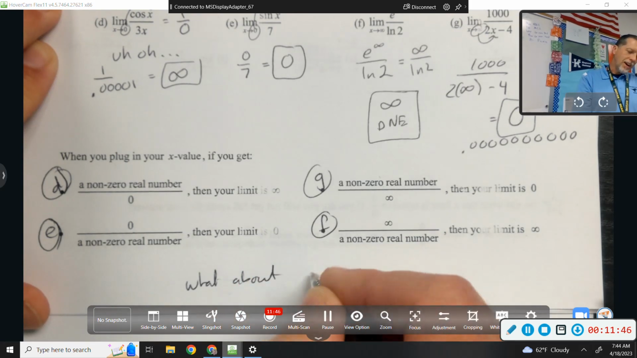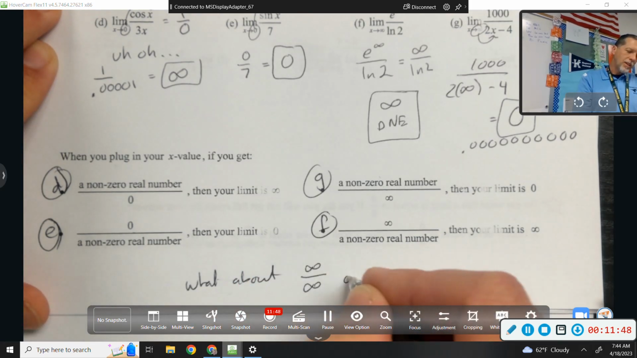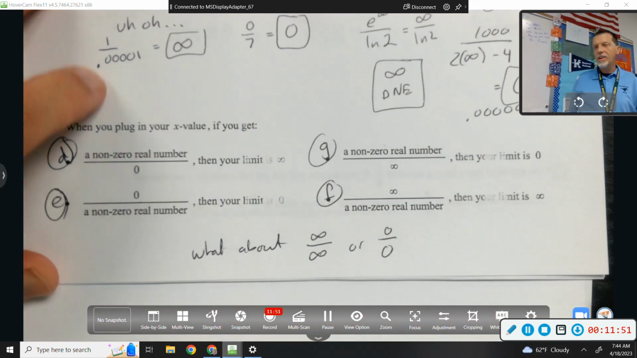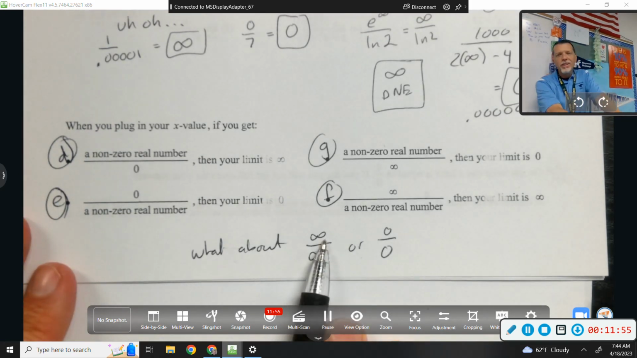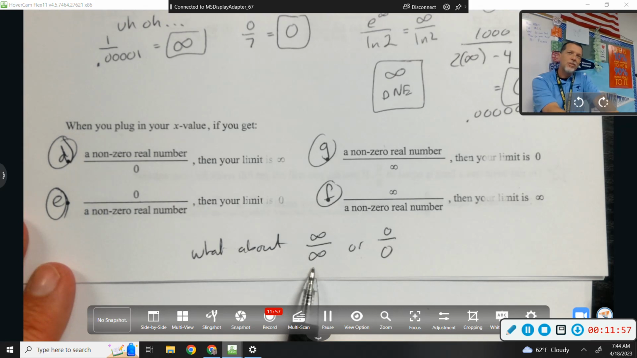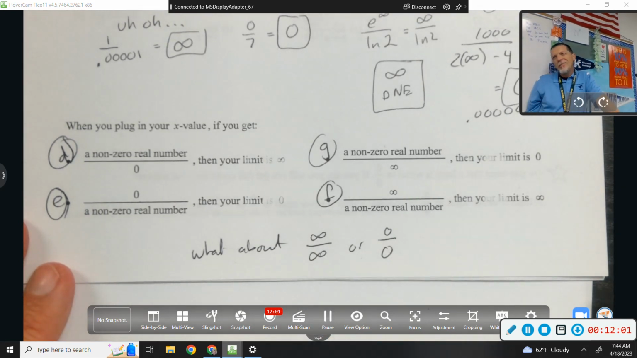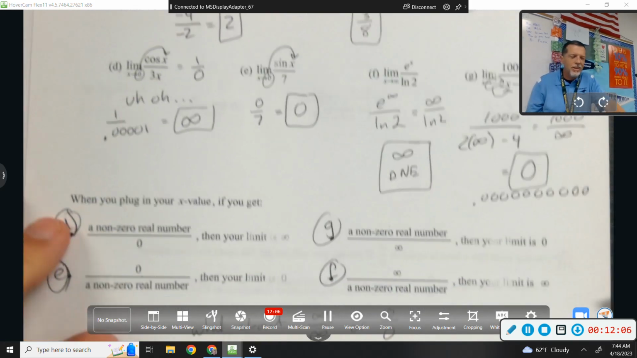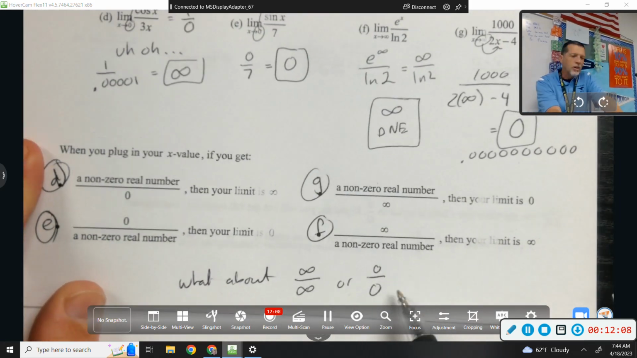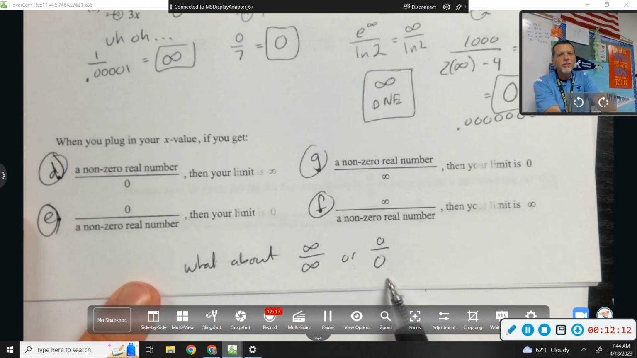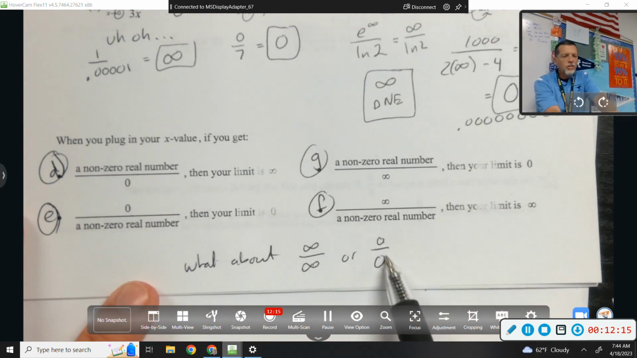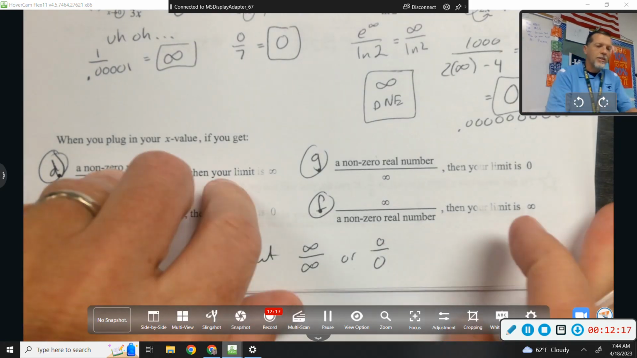That's exactly right. What about infinity over infinity or zero over zero? Because if infinity is in the top, the answer is infinity. But if infinity is in the bottom, the answer is zero. But infinity over infinity, does that really cancel out? Because maybe they're not the same infinities. What's going on here? It's kind of the same problem with zero. Zero in the top is usually zero. Zero in the bottom is usually infinity. Zero over zero, I don't know.